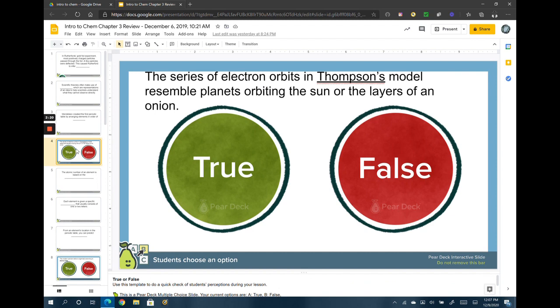The series of electron orbits in Thomson's model resemble planets orbiting the sun or the layers of an onion. It was not Thomson's model that resembled planets orbiting the sun or layers in an onion. It was Bohr's model.